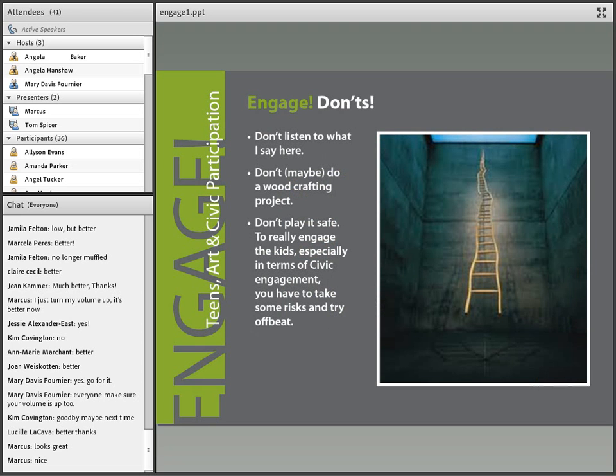And now I'll do some Engage don'ts. One thing you don't want to do is misspell "don't" on your Engage presentation. And also, be careful about how intricate you make your programs.